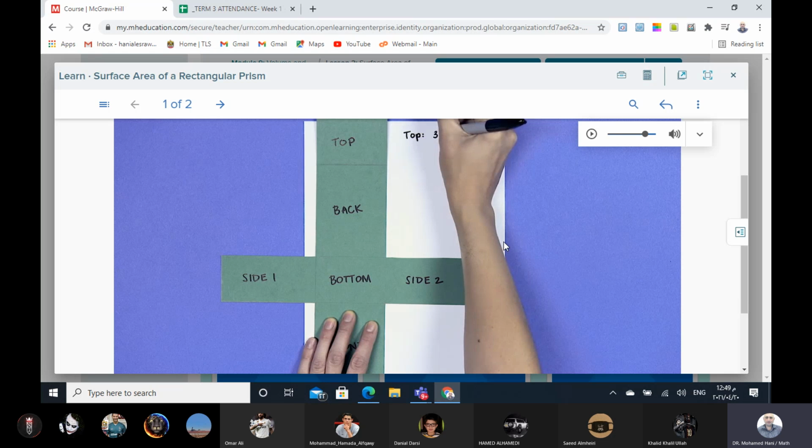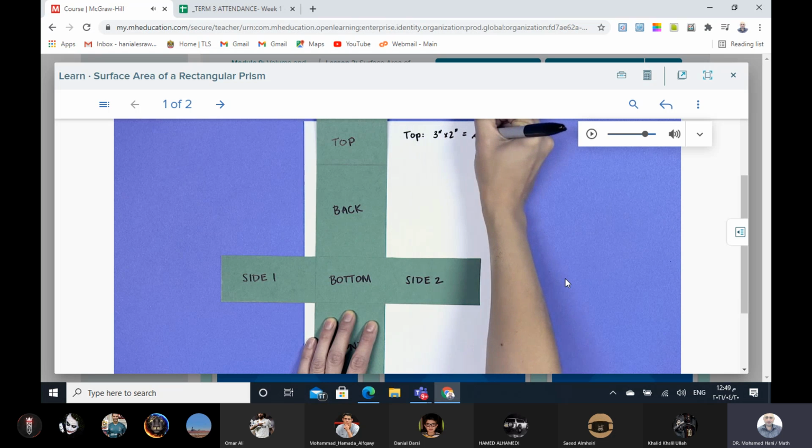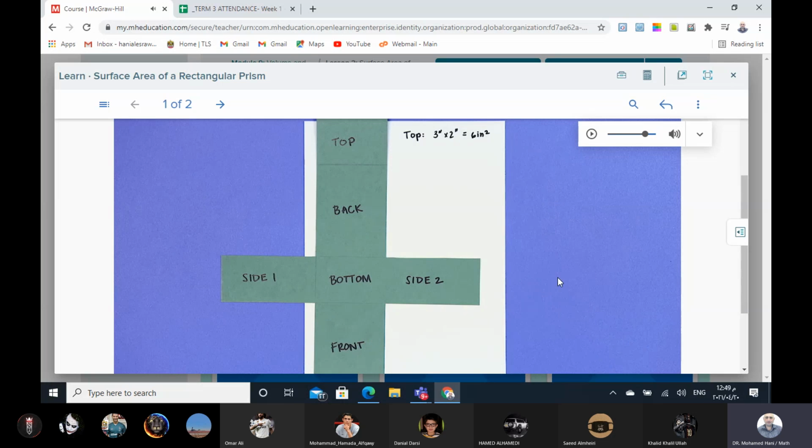Calculate the area, 6 square inches. In the top here, as you see, the shape of all faces will be a rectangle. And how to find the area of the rectangle? Length times width. In the top here we have 2, and here we have 3. So the area will be 3 times 2, which is 6 square inches.